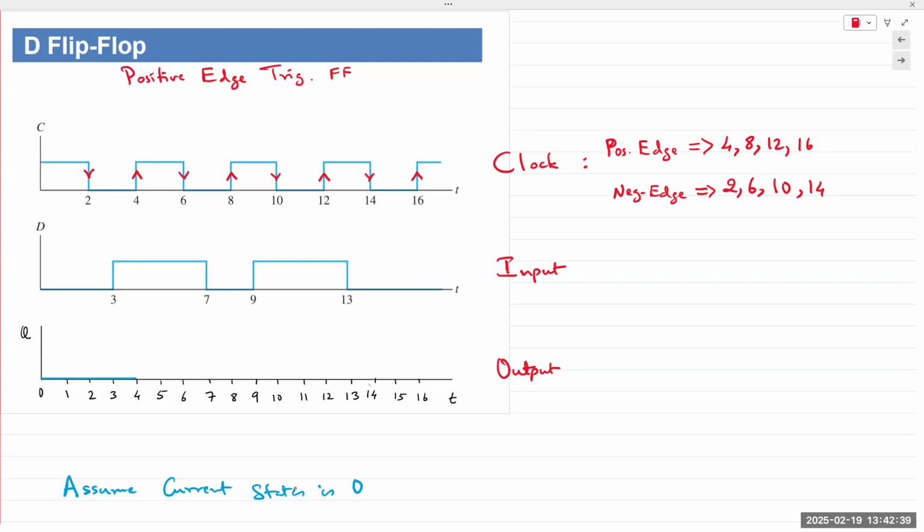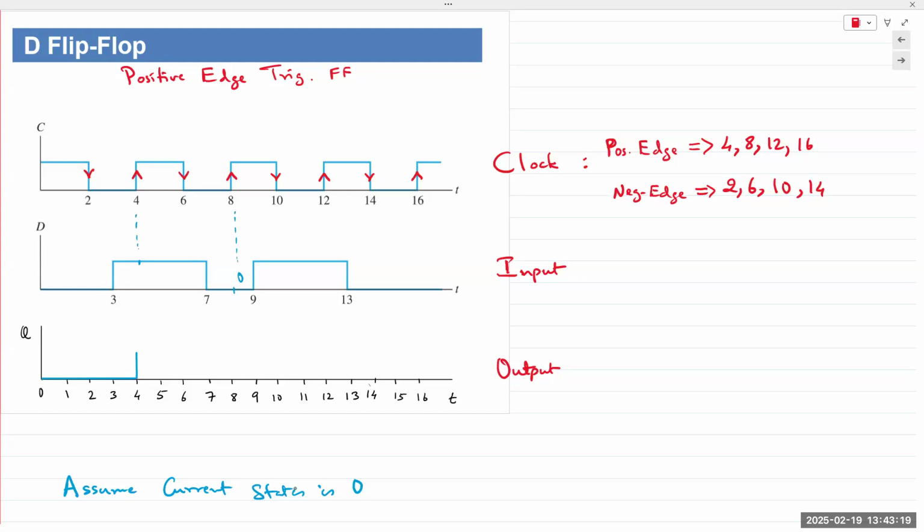Now, once the first positive edge arrives, the input D is sent to the output. So at 4, the output is 1. So output goes high. Make sense? Okay. Then the next positive edge is at 8. At 8, the output is 0.